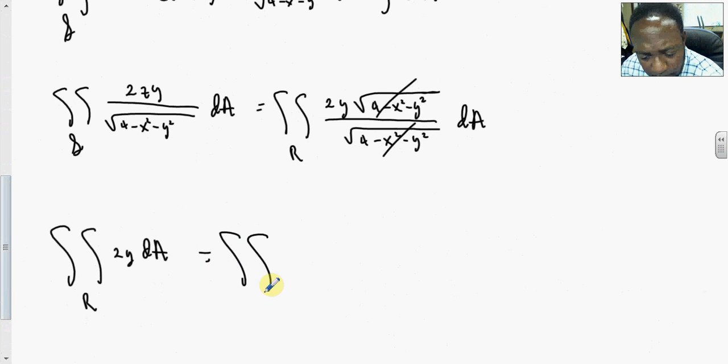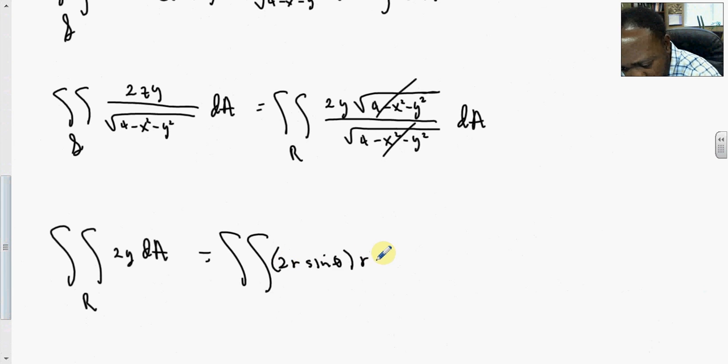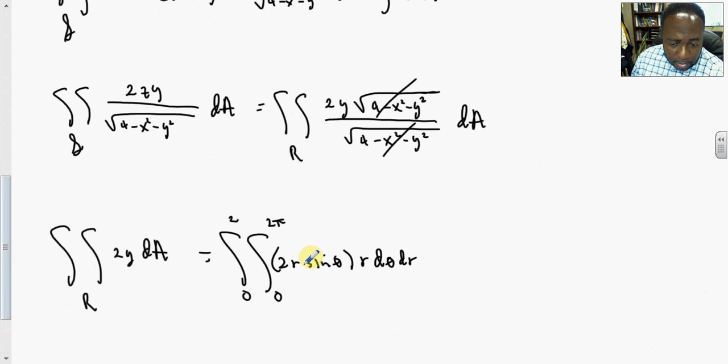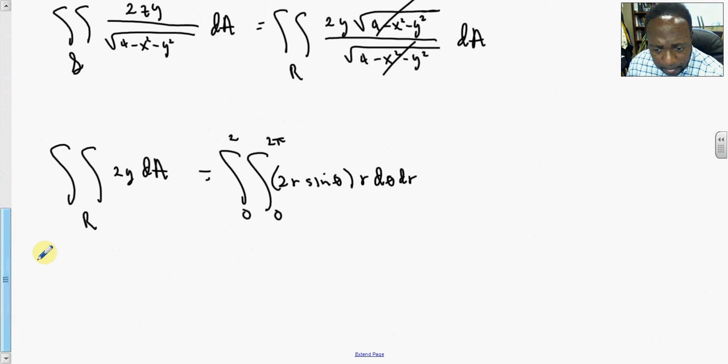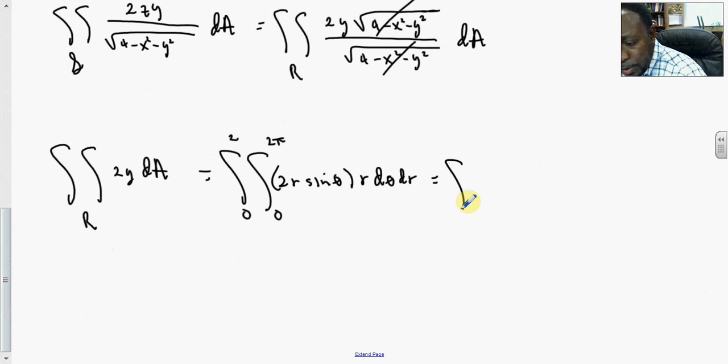So this is the double integral of 2r sine theta, and then times r d theta dr. Theta goes from 0 to 2 pi. R goes from 0 to 2. Again, integrating on that sine, you're going to get cosine on the closed interval here. It's going to give you 0 for the answer. Now, if you see that, you can just go ahead and just say 0 without even having to do all this preliminary information.